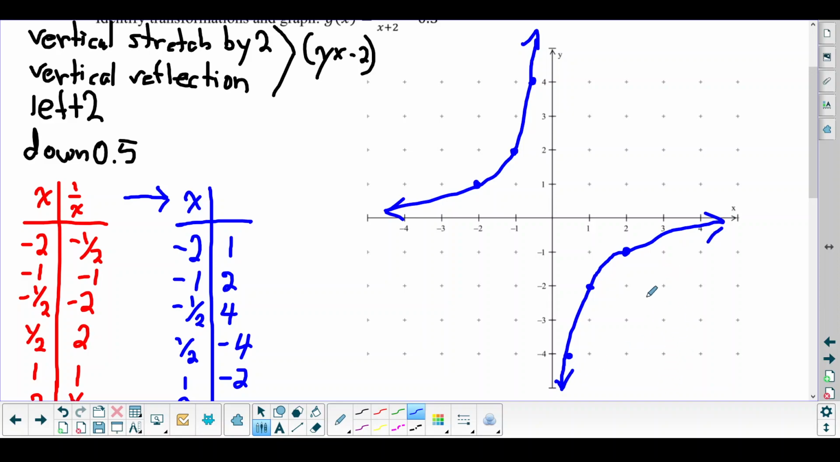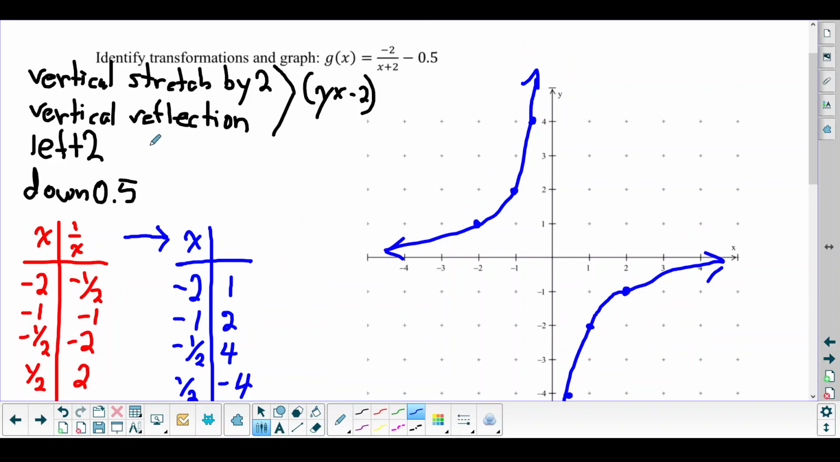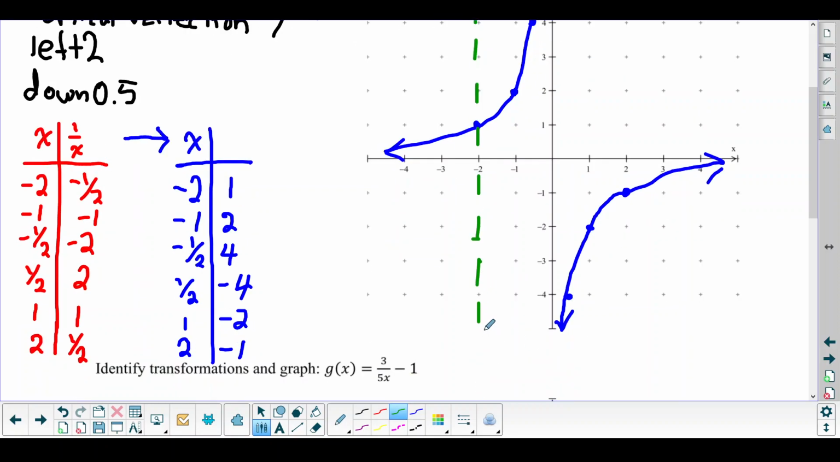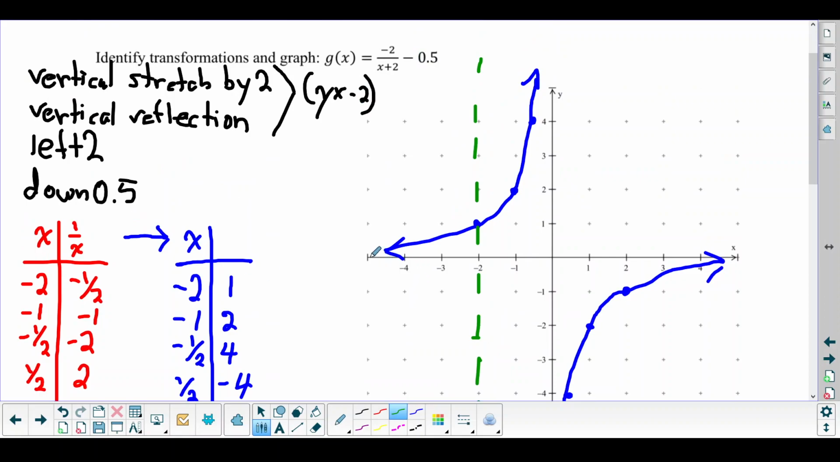Okay, so next thing we want to do is move left 2, down 0.5. So let's draw in our new asymptotes first. So left 2, so we're going to have a vertical asymptote at -2. And down 0.5. That's a little trickier one. That's kind of in between here.